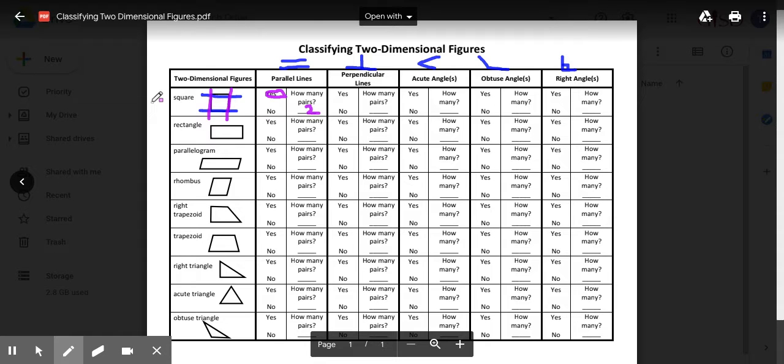The next thing it's asking you is whether there are perpendicular lines. So I'm going to erase this so you can see easier. So remember, perpendicular lines are two lines that meet and they form a right angle. So if you look here, those two lines form a right angle. These two form a right angle. These two at the bottom form a right angle. And then these two at the bottom form a right angle. So the answer is yes, and there are four pairs.